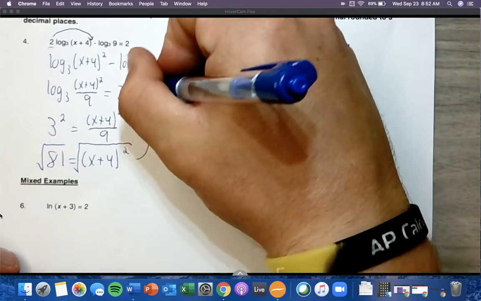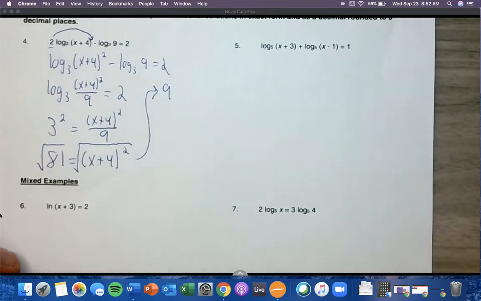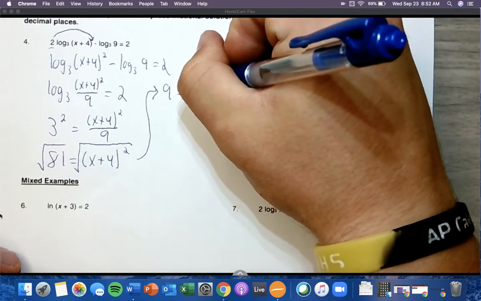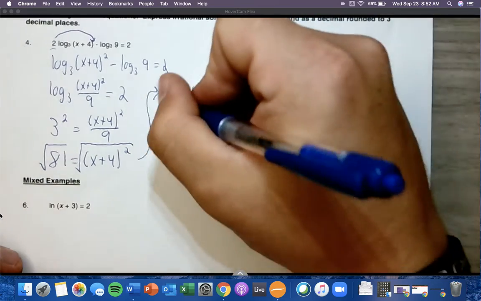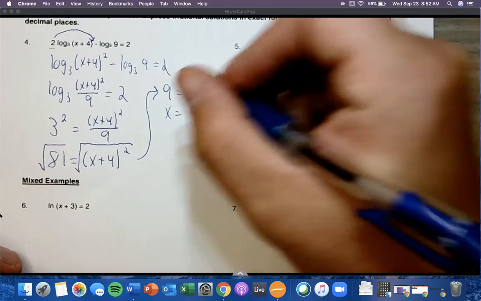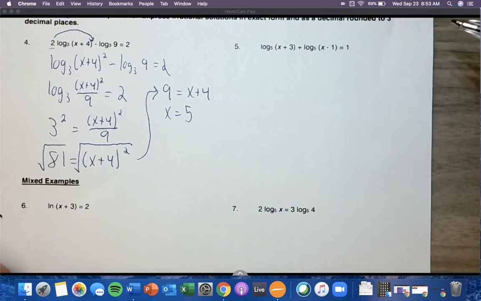Because, and I'm going to rewrite this right here, the square root of 81 is 9. And the square root of (x + 4) squared is just x + 4. And from here we can say, okay, well then x has to just be equal to 5. Right, which makes sense.